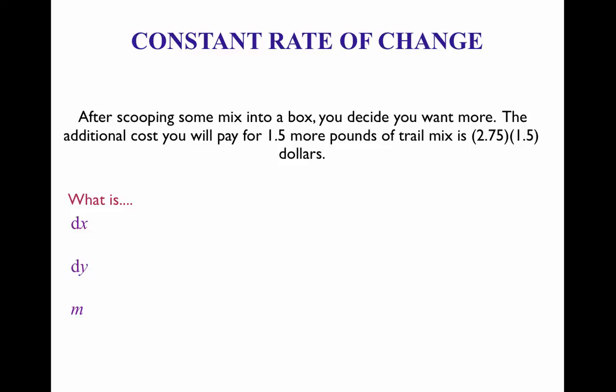What are the variables in this situation? What's dx? Oh no. Now I'm asking, what are the values? What's the value of dx? What's the value of dy? What's the value of them? We've already defined them. We already know what they are. In this scenario, what are the values? dx is what? 1.5 pounds.